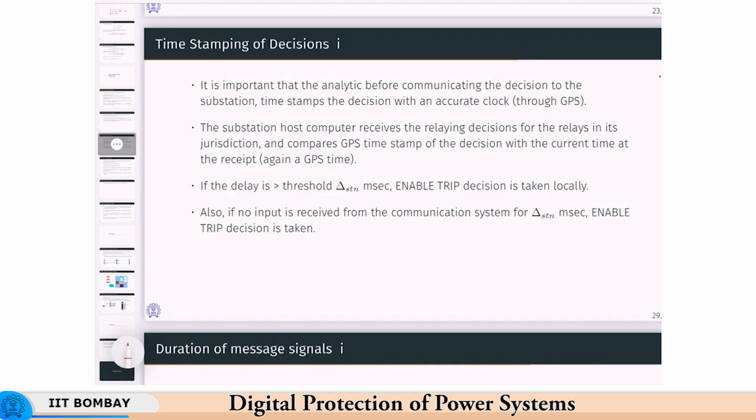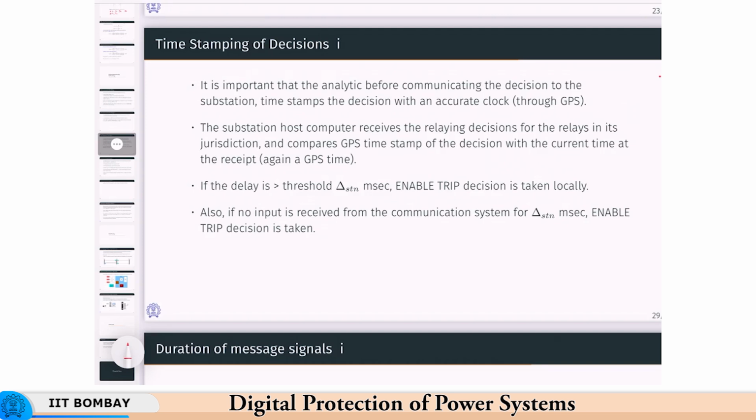And if the delay is greater than the threshold, because we have instructed it to wait for a certain amount of time, like we had the wait time in the PDC, here also there is a certain wait time. Okay. So this is settable, but we have to give this to make sure that the decision itself is current. Otherwise, there is no way of knowing when the decision was taken and whether to block or not to block.